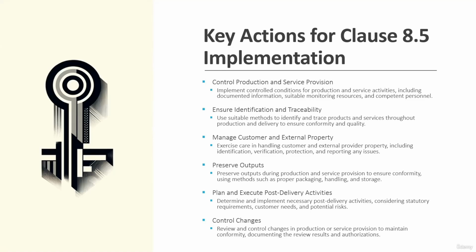And when the property or the item or the information is provided by the customer, that also needs to be checked and maintained. And if there's any issue, that needs to be told to the customer. Outputs need to be preserved so that the conformity of the product is maintained. And then there are some post-delivery activities. We talked about them. Those are also needed. And then in the last, we talked about change control, that if you make any changes to the product or service, documented information needs to be maintained. And we need to make sure that the product or service still provides the required output. So with this, we complete 8.5, which is product and service provision.